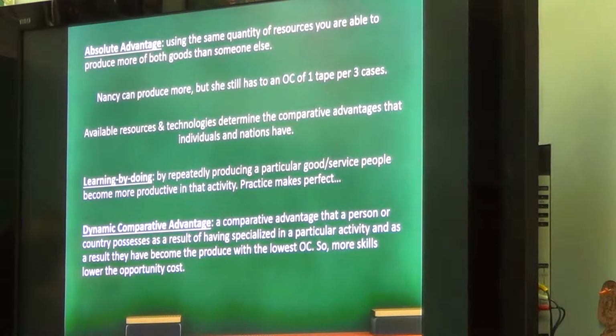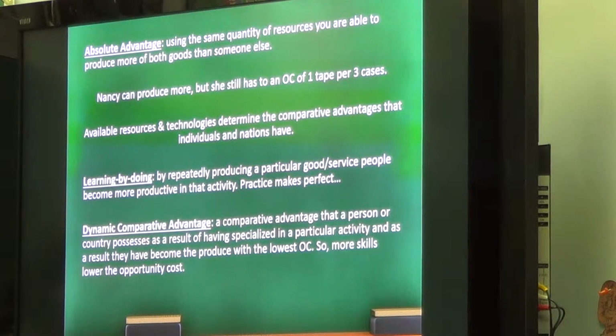As you're producing something, as you're working on it, you might think, well, okay, if I hold my hand this way instead of this way, I can go around twice as fast on what I'm producing, and therefore my output is greater. So learning by doing, you're repeatedly producing a particular good or service, and then you become better at producing that item.